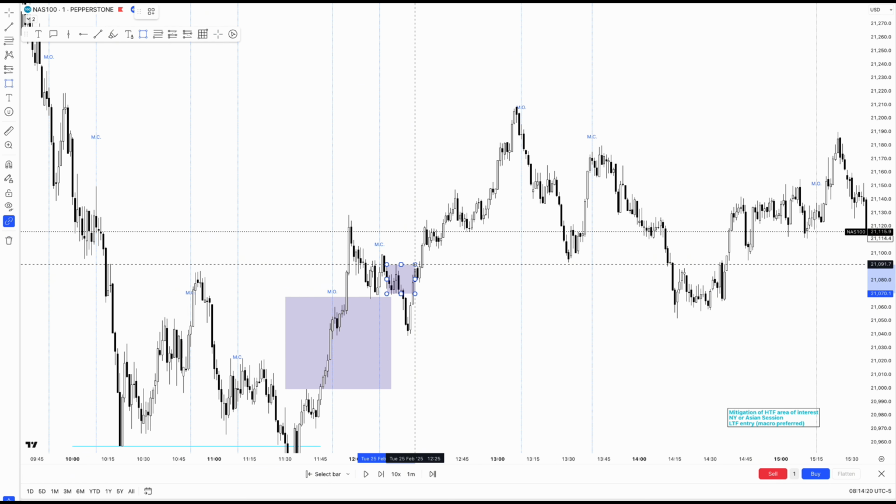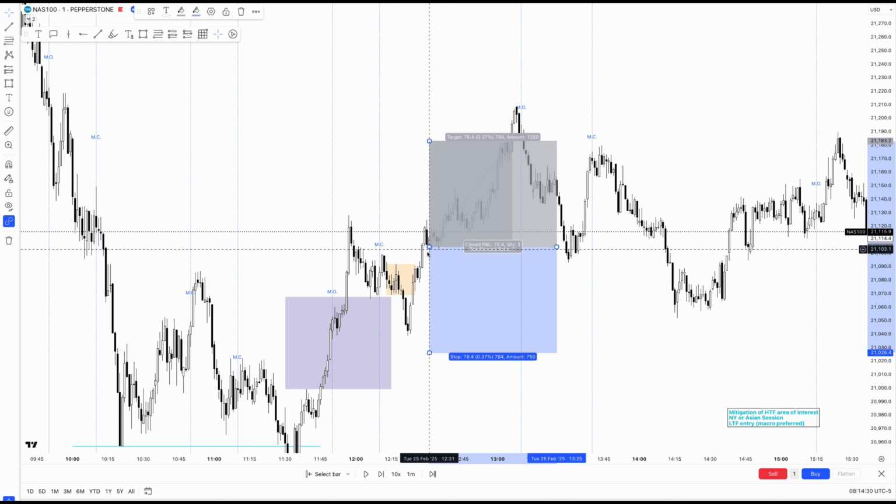Right there. Yeah, I do remember this Monday pretty clearly. I actually did not take this trade, but looking at it with a fresh pair of eyes, it's still valid. I think I talked about it in a previous video too.